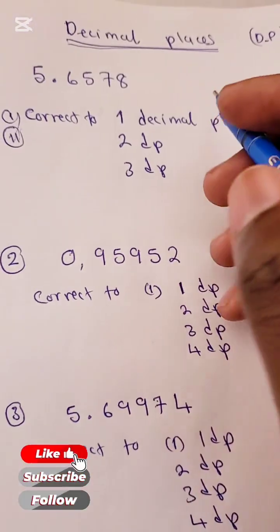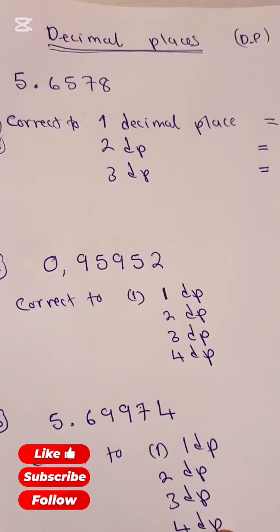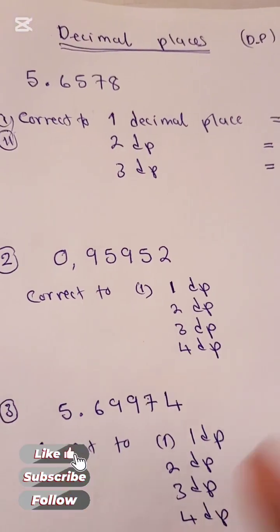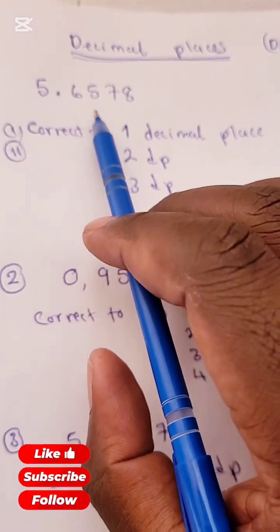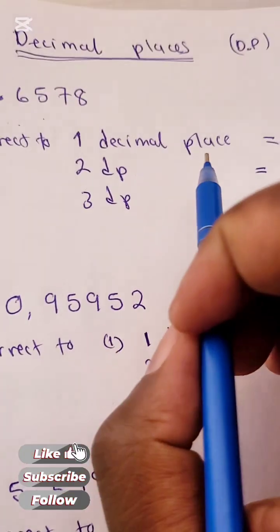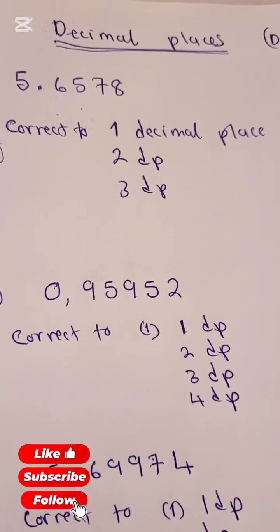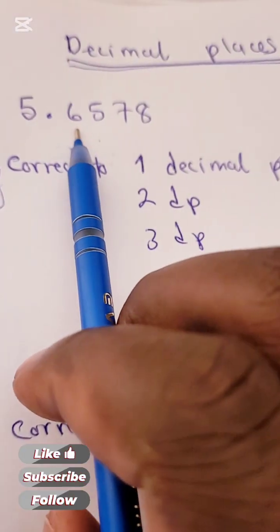5.6578. I'm going to use both English and my vernacular language. So we are given 5.6578, and they say correct to one decimal place. Like I said earlier, decimal places are after the comma, so we count one. This is one decimal place.